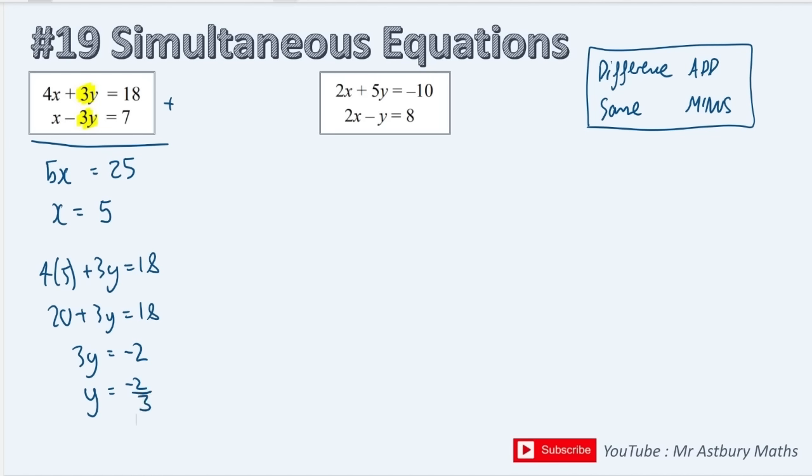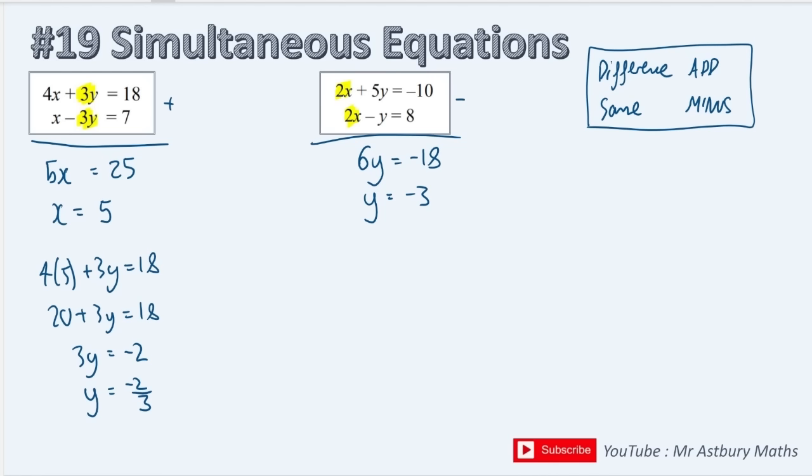Next example, again we've got these two matched up perfectly. So we don't need to do any timesing. And those two have the same sign, they're both positive, so we need to minus the two equations. So 2x minus 2x gives me cancellation. 5y minus minus y, be careful about that, that gives me 6y. Minus 10 minus 8 gives me minus 18. Dividing through by 6, I get y is equal to minus 3.